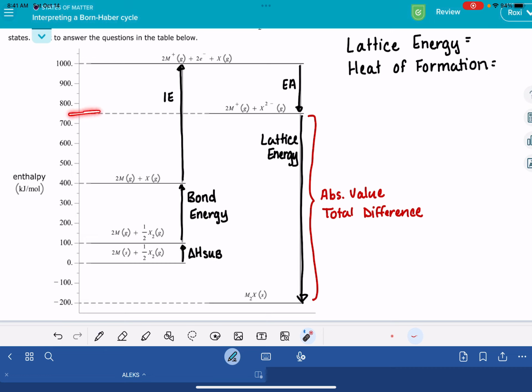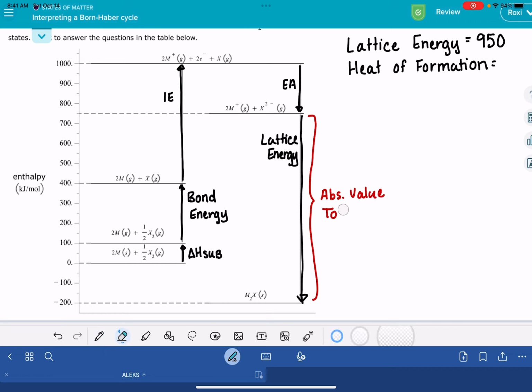For mine, I'm starting at 750. I'm going all the way down to 200. And that is a total difference in terms of how much energy is being lost. Total difference of 950 kilojoules. Again, you want this to be expressed as a positive number. That's just the way that ALEKS wants it.